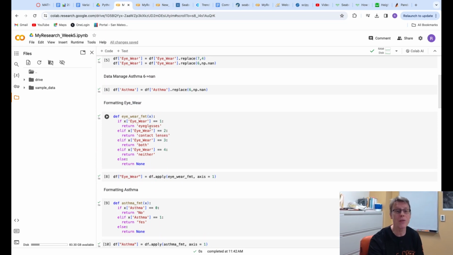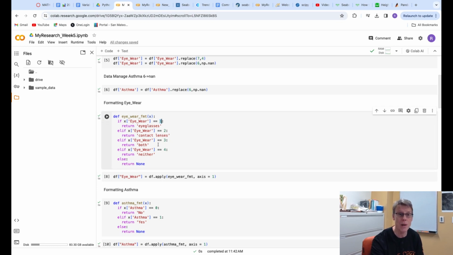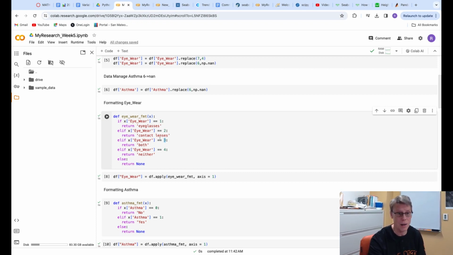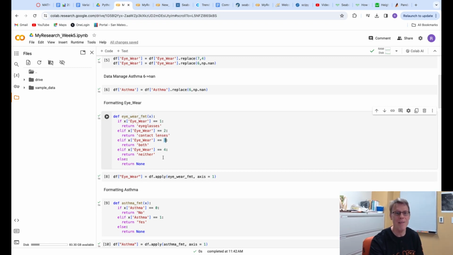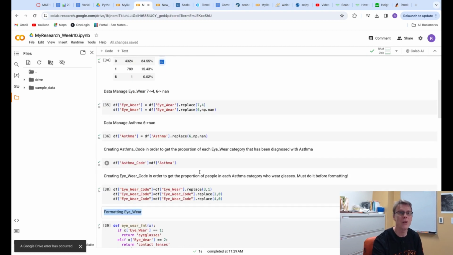Okay, so that wants to stay a 1. I'm looking for the proportion of people who wear eyeglasses. Anybody that was a 1, back in the day, formatting, I turned them into eyeglasses because that's what 1 meant. But also the people that were a 3 also wore eyeglasses. Yeah, they wore contacts as well. They were both. But I wanted to keep the 1s as 1s, but turn the 3s into 1s. And then the 2s and the 4s, I wanted to be 0. No, they don't wear glasses. And so that's what I've done here.